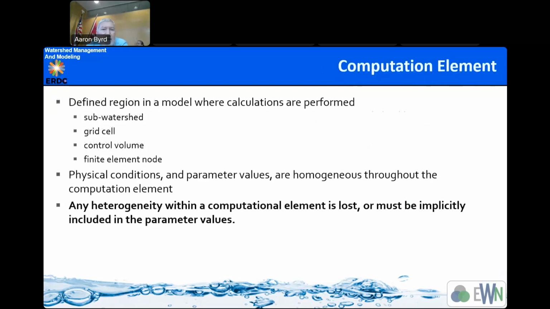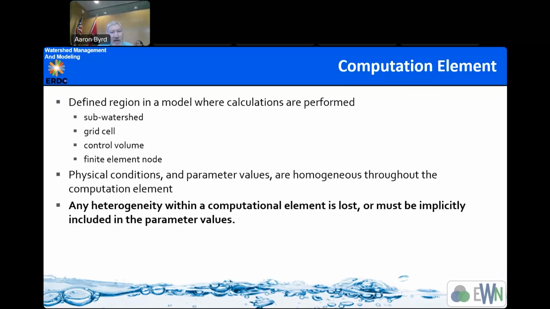A key concept in hydrologic modeling or any kind of numerical modeling is the computational element. It's important to grasp it, I think, to help you really understand what you're doing. It's a defined region of the model where the calculations are performed. Depending on the kind of model we're using, it could be a sub-watershed, it could be a grid cell, it could be a control volume, it could be a finite element node. It doesn't really matter. That's your computational element.